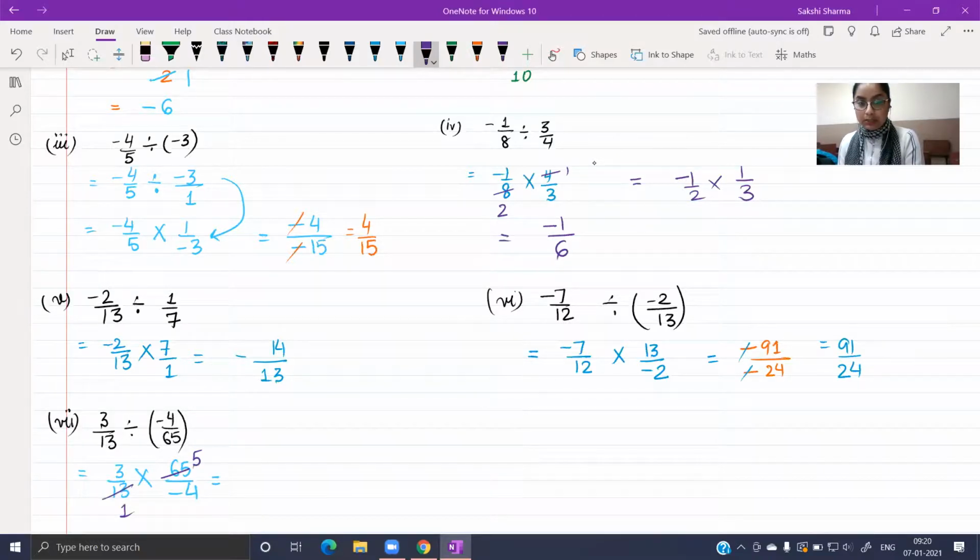From the numerators, 3 multiplied with 5 will give you 15. And from the denominator, you get -4. Now, this one is not in standard form. So I'm just going to shift this minus from the denominator and write it with my numerator. 15 by -4 can be written as -15/4, and this will be your answer.